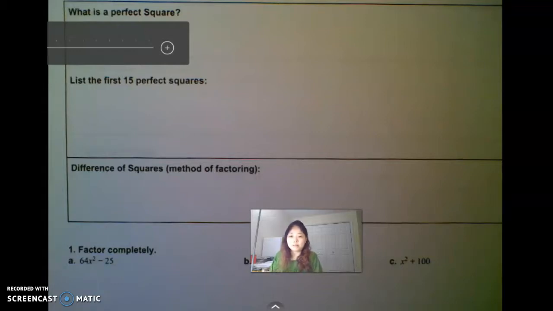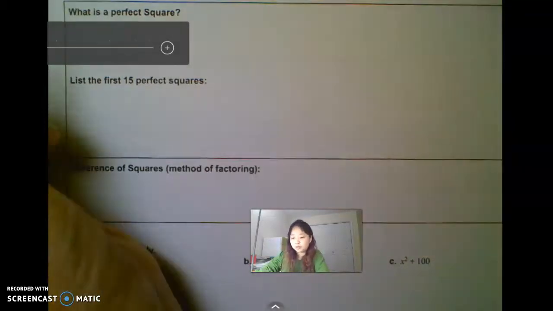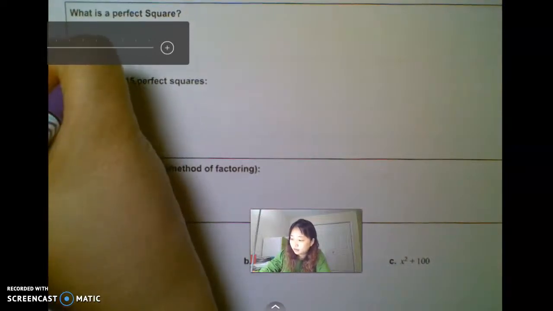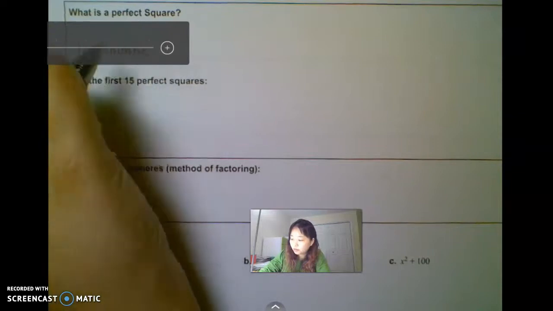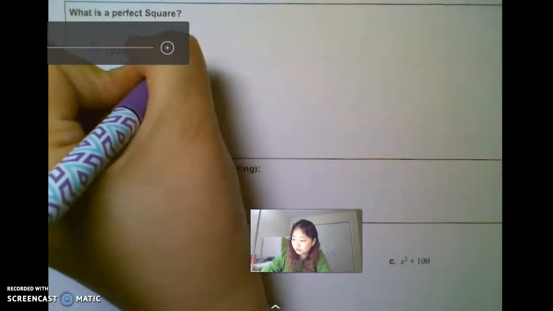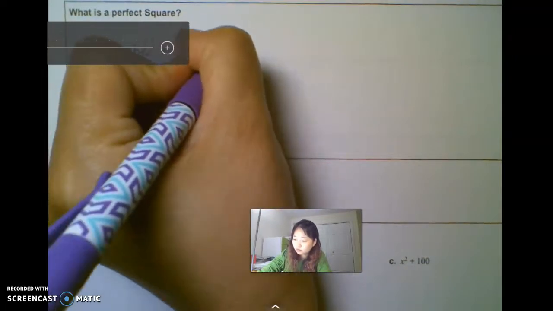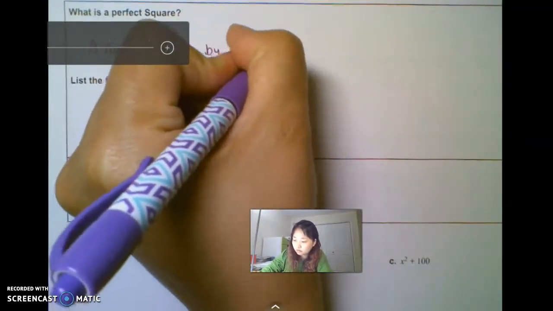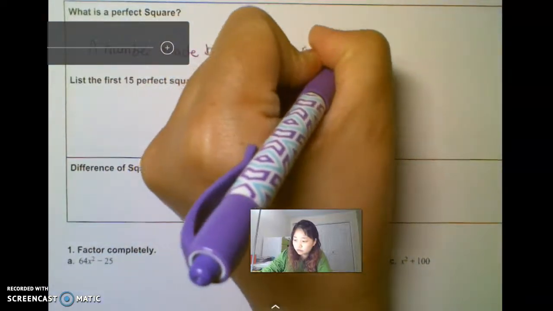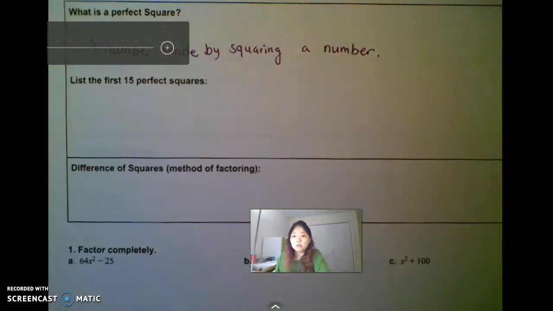So what is a perfect square? A perfect square is, I don't really want to say a number because it might have x in the term, but a perfect square is a number or a term made by squaring a number or both terms, right? So let's talk about the first 15 perfect squares, that way you recognize them right away. And then we'll talk about the ones that involve variables too.